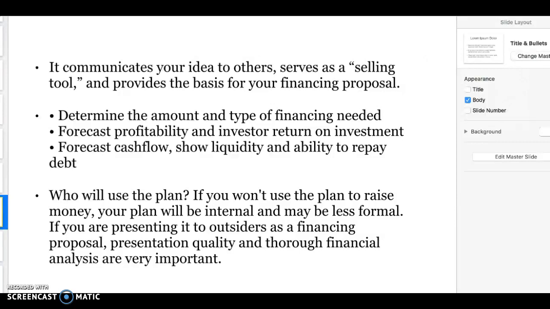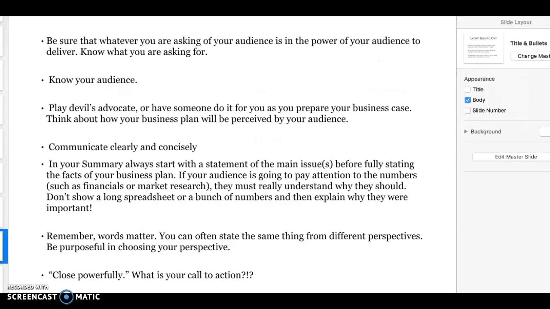So you might even at some point present a plan to outside people who are coming in that might invest in whatever it is that you're looking at. So be sure to know that whatever you're asking of your audience, you want to think about that when you're writing. Know who you're writing to. I always say play devil's advocate or have someone do it for you as you prepare your business case. Think about how it's going to be perceived by people reading it, communicating clearly and concisely.